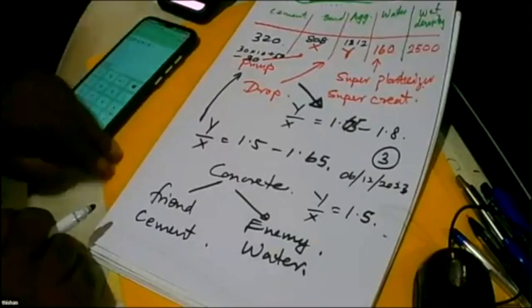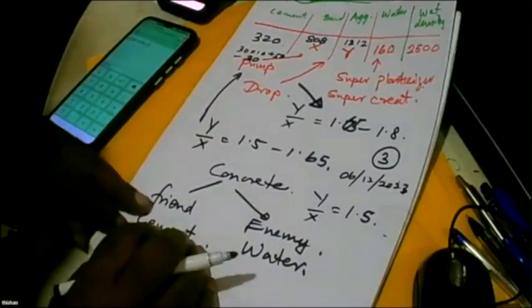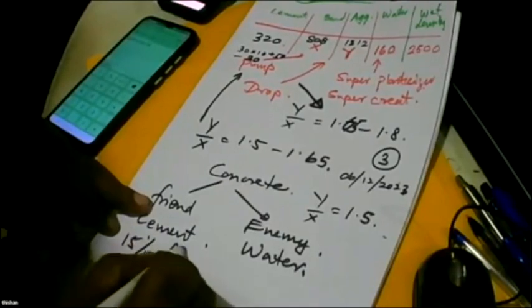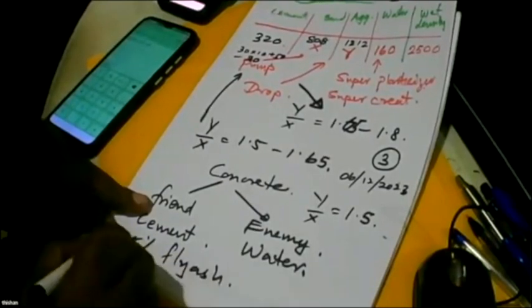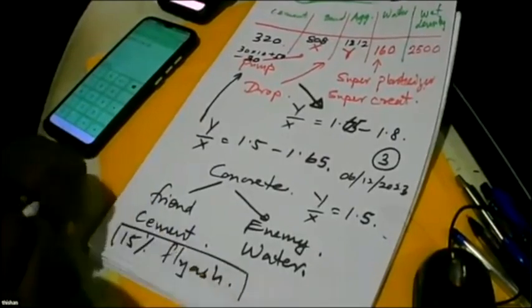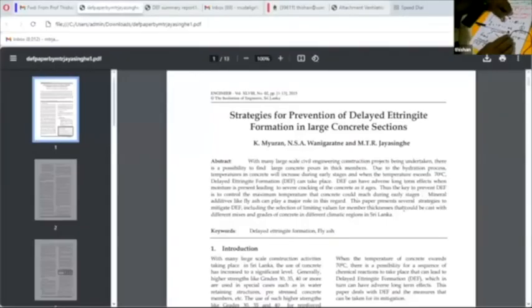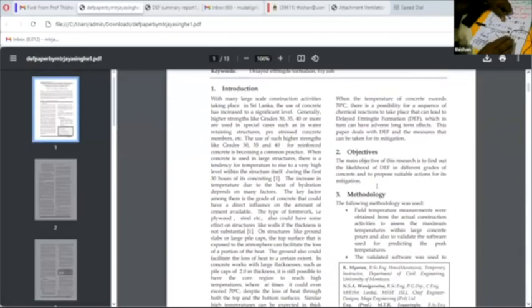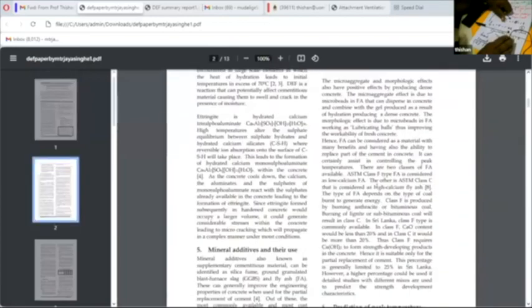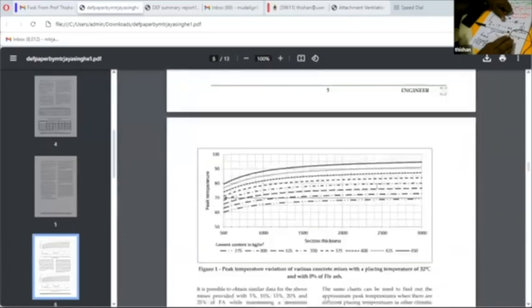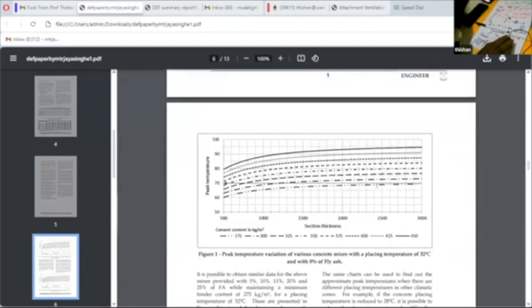Correct. Now you might say, okay, now I'd like some fly ash in it. I like 15% fly ash. What is the reason? You are doing a large concrete pour, and you have looked at this paper on DEF. Now you are familiar with this paper, and in this paper I have shown you one very important chart, and that is this chart. How the peak temperature varies.